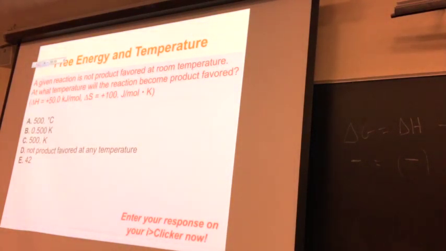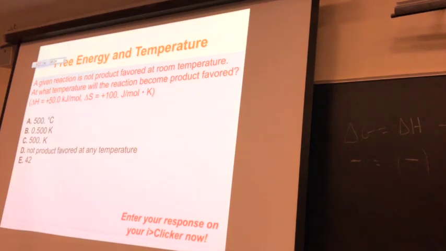So, here's a reaction you might think about. You've got some kind of generic reaction. It's not product favored at room temperature. Stop right there. What is the sign of delta G if it's not product favored? Positive. All right, so delta G is positive. At what temperature will the reaction become product favored? And here are values of delta H and delta S.